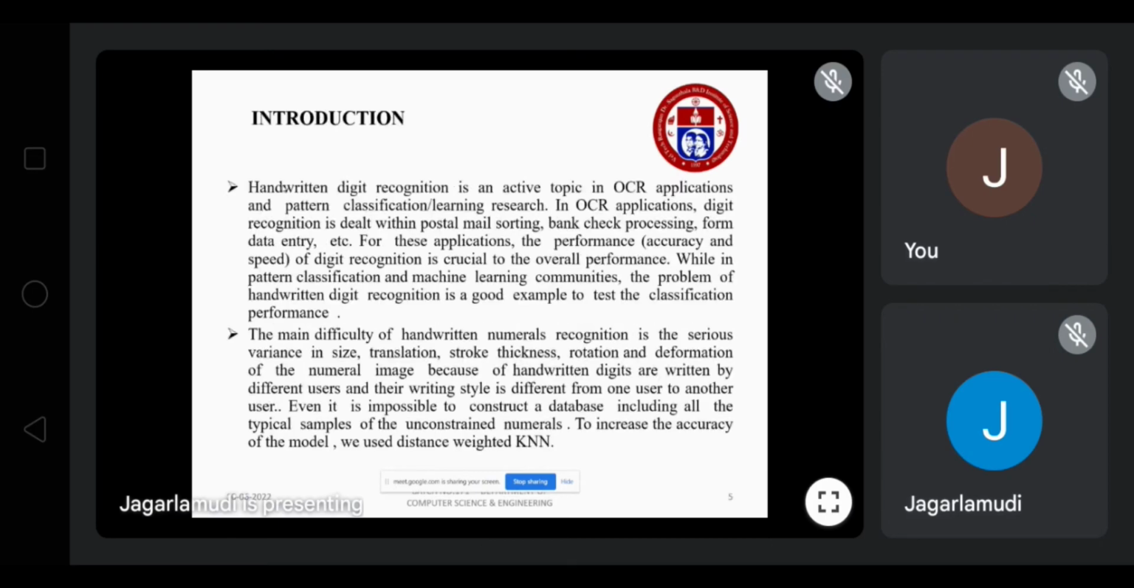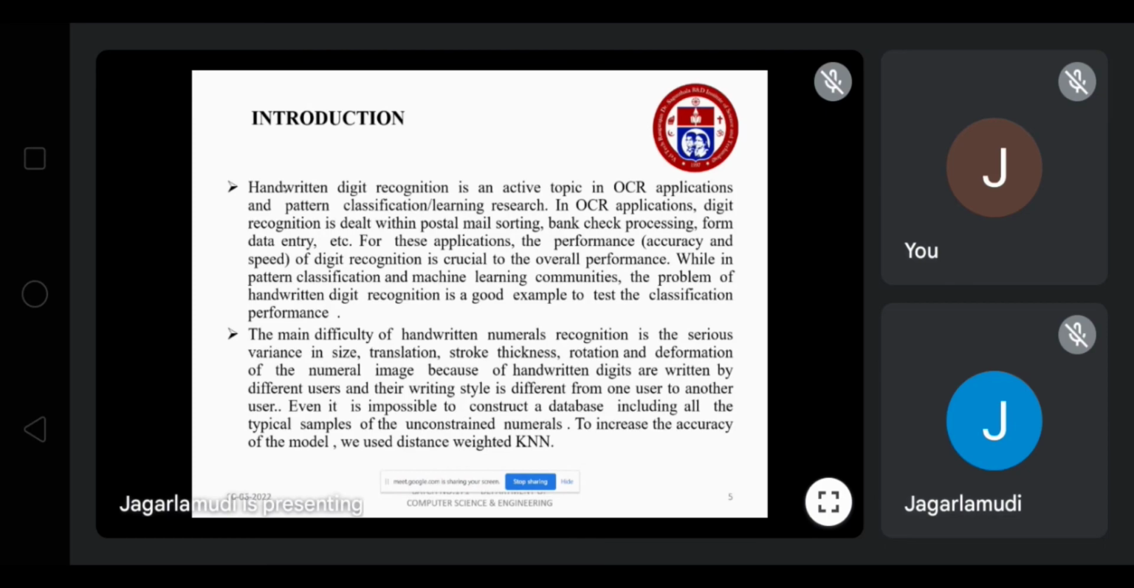This is the introduction, which is based on some references we used. Handwritten digit recognition is an active topic in OCR applications and pattern classification research. In OCR applications, digit recognition deals with postal mail sorting, bank checking processes, form data entry, etc. The performance of the recognition system must handle variance in size of text, translation, stroke thickness, rotation, and deformation of numeral structure.